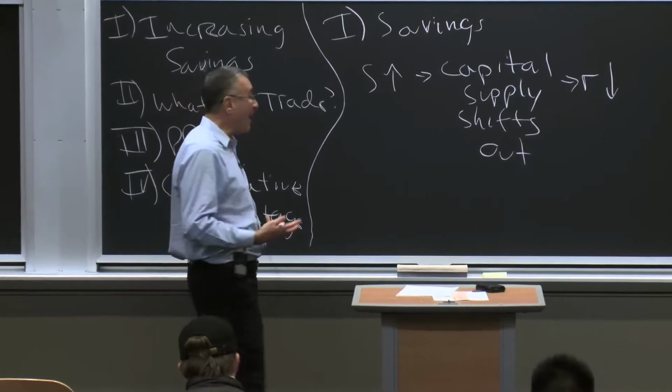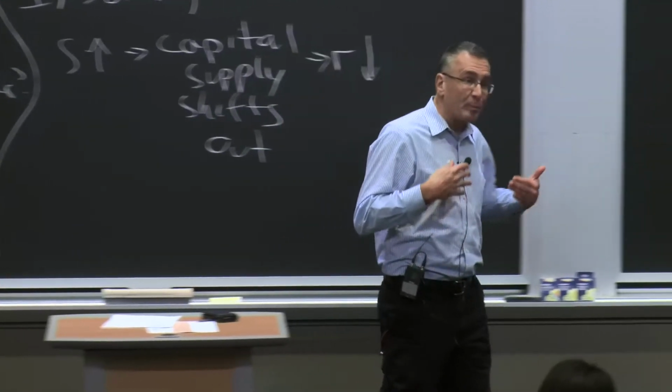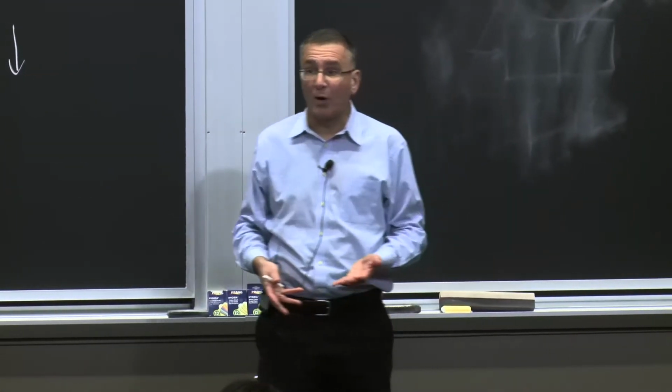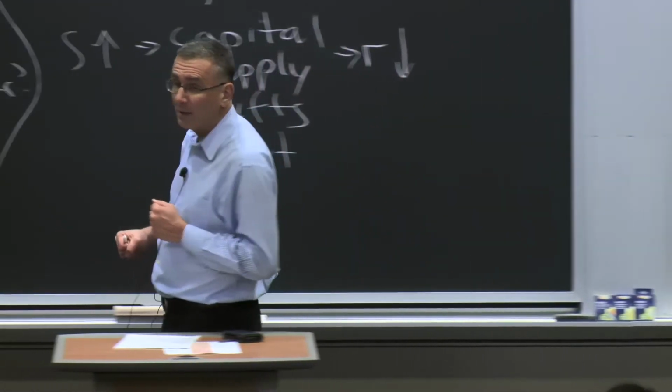The price of capital is the interest rate. So as people save more, that's more supply into capital markets. It's increasing the pool from which firms have to borrow. For a given pool, firms have to pay less money to borrow from that.